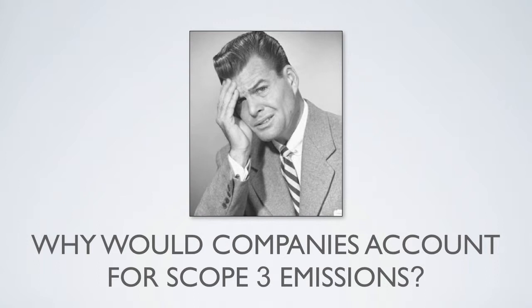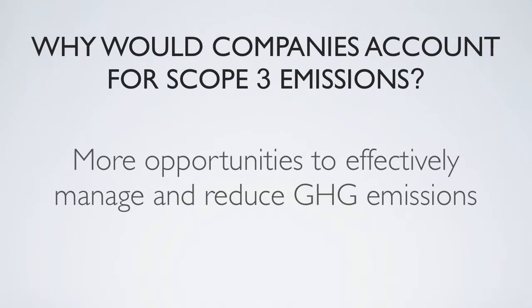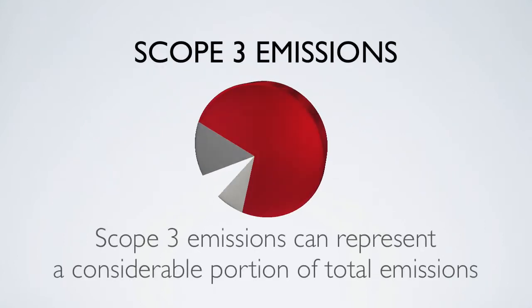But if Scope 3 emissions are optional, then why would a company want to account for them in the first place? There are many reasons why, but put simply, accounting for Scope 3 emissions creates more opportunities to effectively manage and reduce greenhouse gas emissions. Also, for many companies, Scope 3 emissions can represent a considerable portion of their total emissions. For these companies, Scope 3 emissions are also a significant opportunity for reducing emissions.